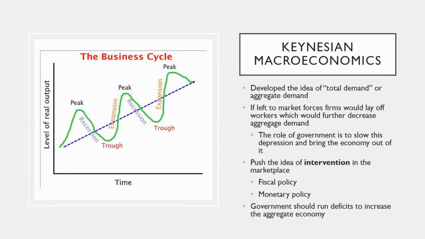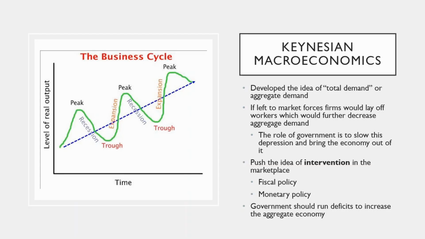After the Great Depression in the 1930s, we will get Keynesian economics from John Maynard Keynes. Some of the big ideas of Keynesian economics are this: the idea that you should use aggregate demand, government spending, to get an economy out of a recession. Keynes said that prices were sticky, so the economy would not self-correct, which is what neoclassicists believe. They believe the economy will self-correct. The role of government is to slow the depression and bring the economy out of it.